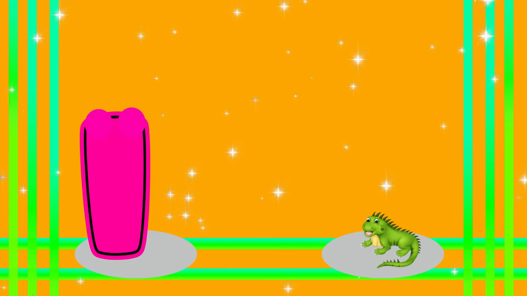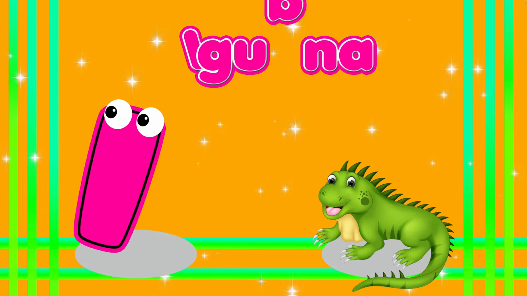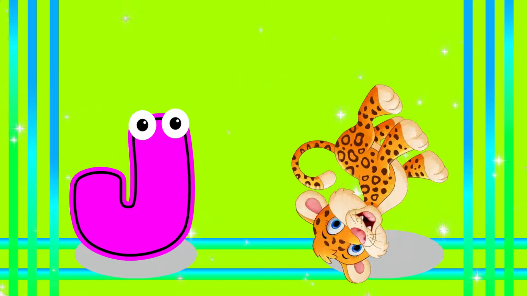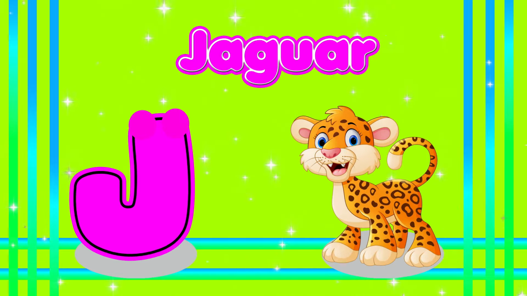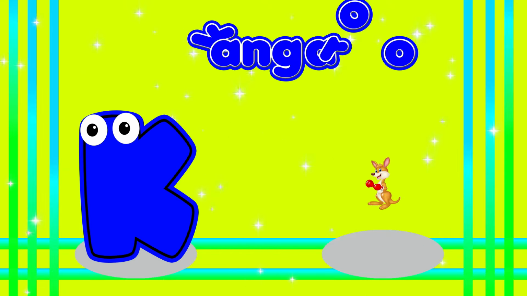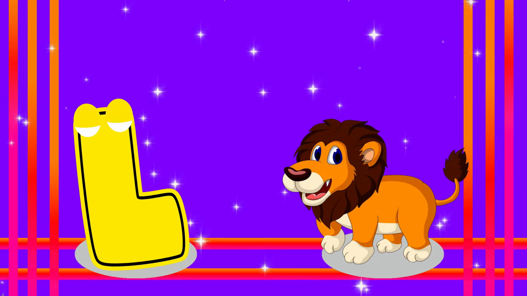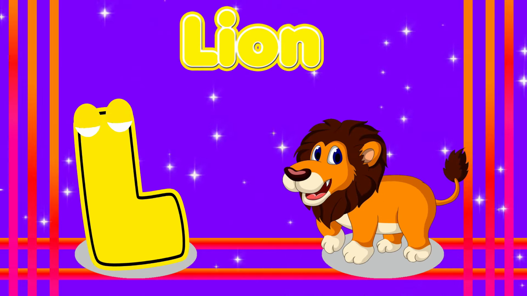I is for iguana, I, I, iguana. I, I, I. J is for jaguar, J, J, jaguar. J, J, J. K is for kangaroo, K, K, kangaroo. K, K, K. L is for lion, L, L, lion. L, L, L.